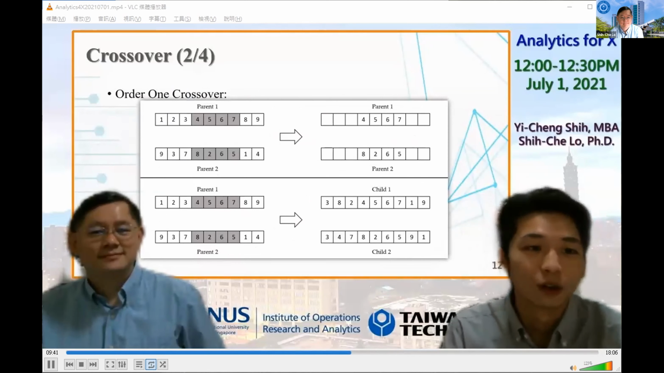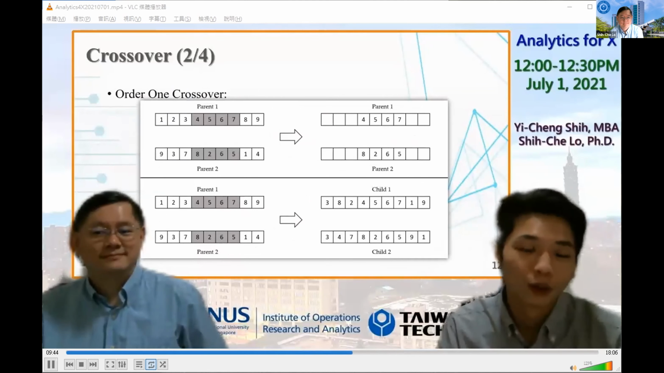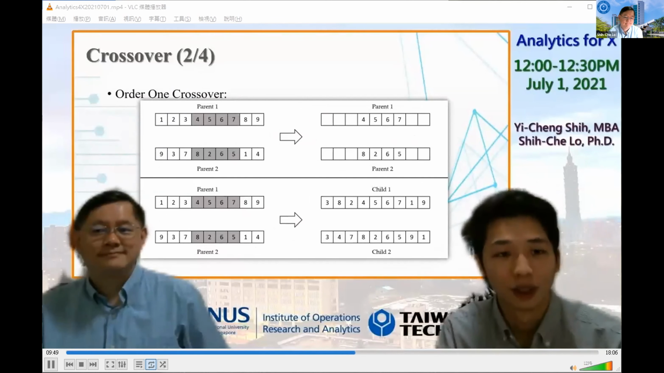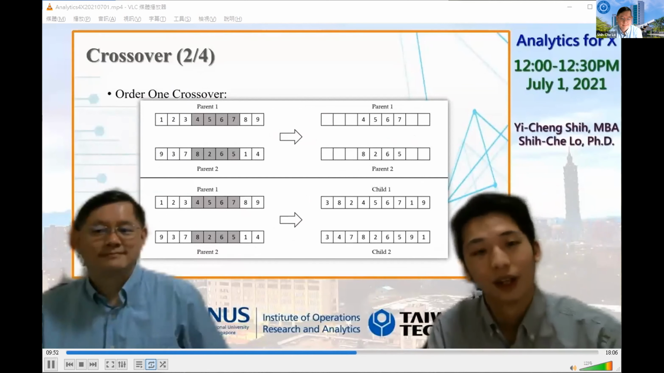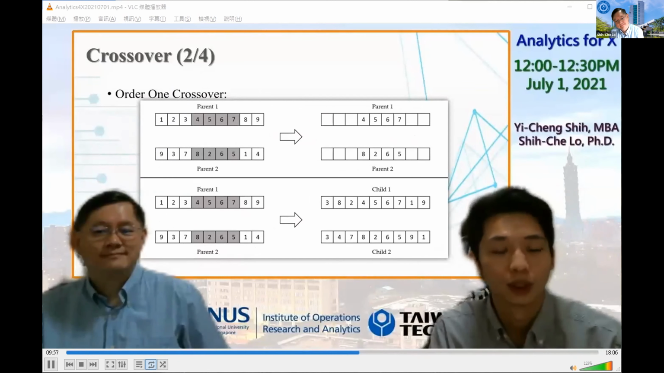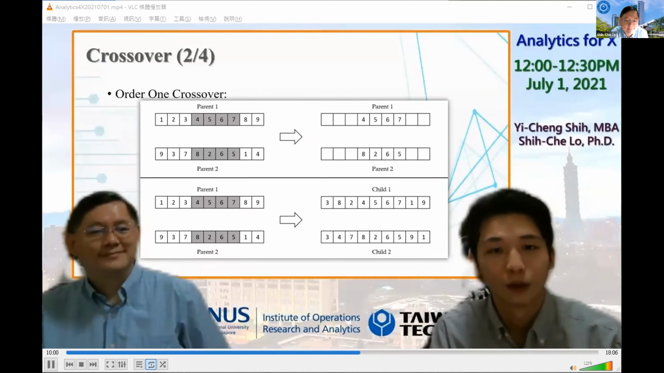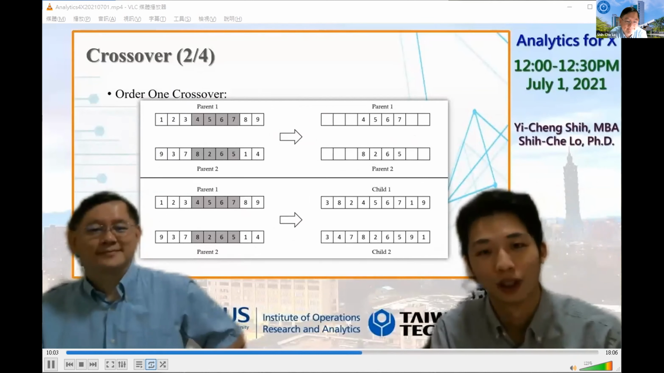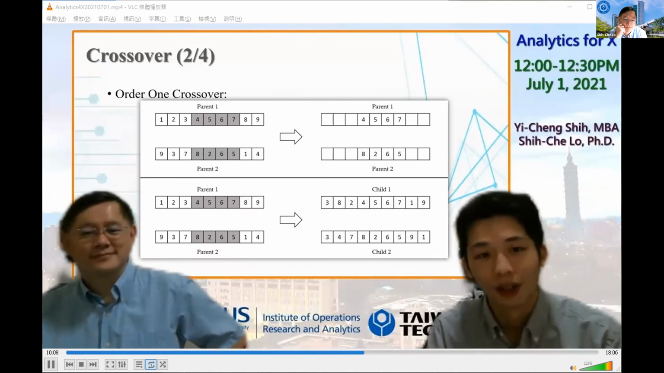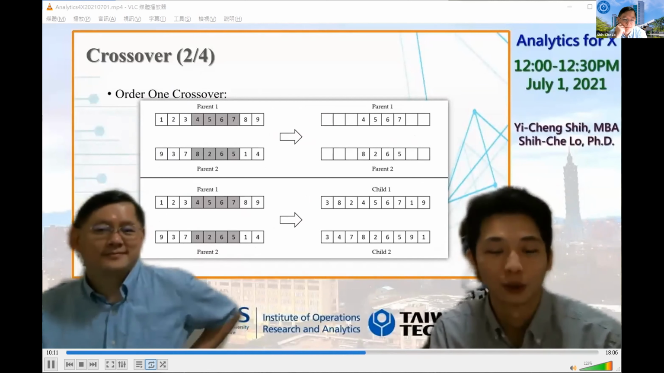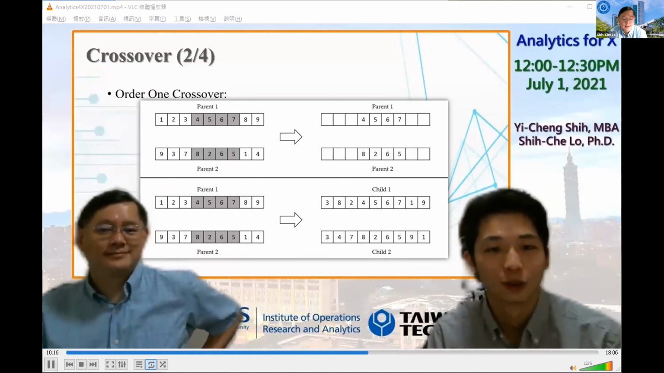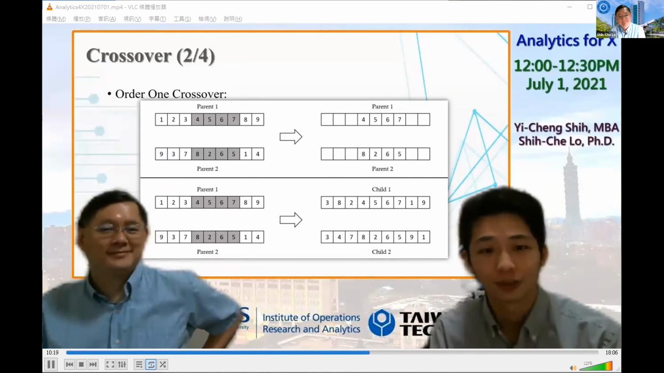And the next one is order 1 crossover. Order 1 crossover will also first randomly choose a sequence of elements and preserve the elements, and then fill in the empty elements with the other parent's white part. For example, parent 1 will fill in the empty parts with parent 2's white part, 1 and 4. But 4 is repeated, so it comes to the next one. So it's 1 and 9 and 3 and 7.